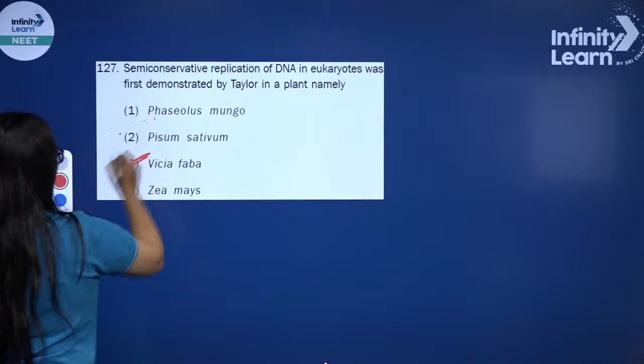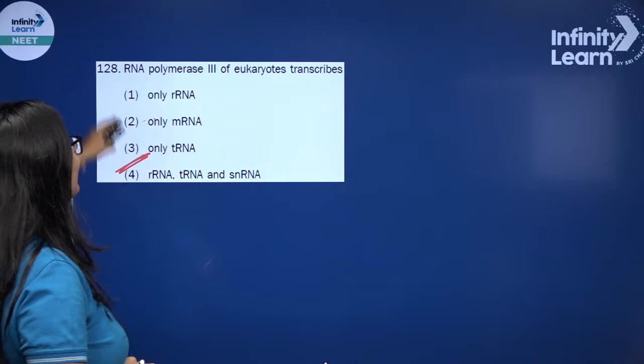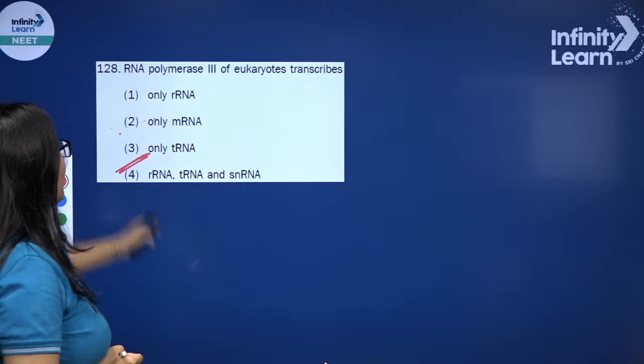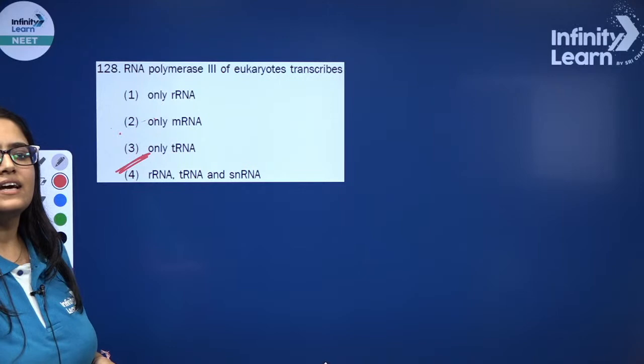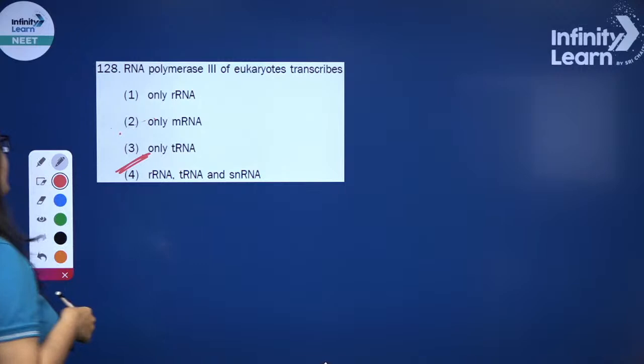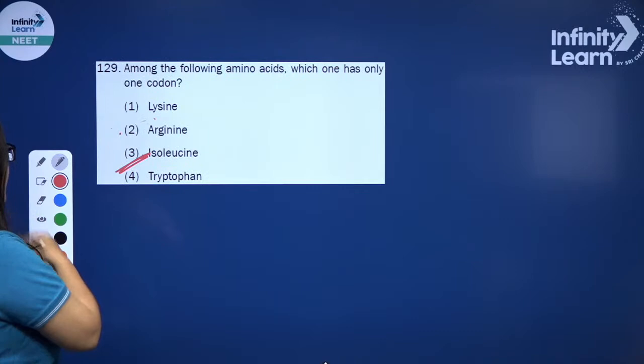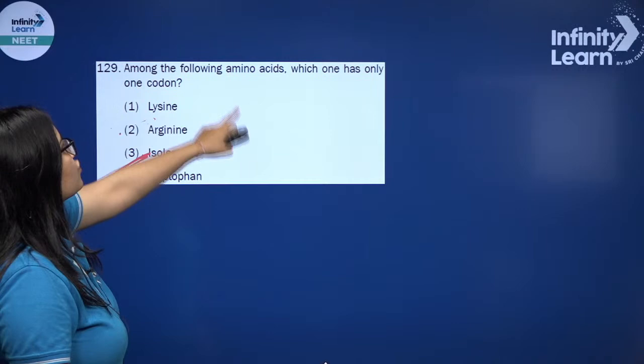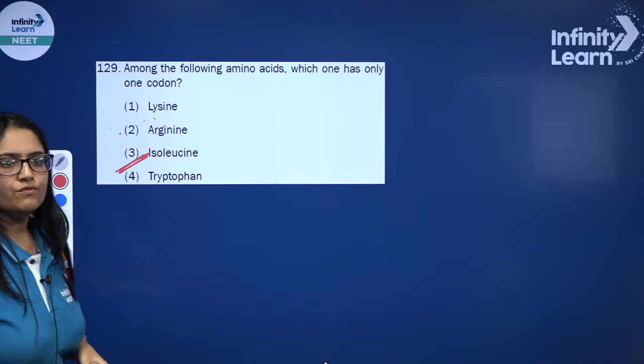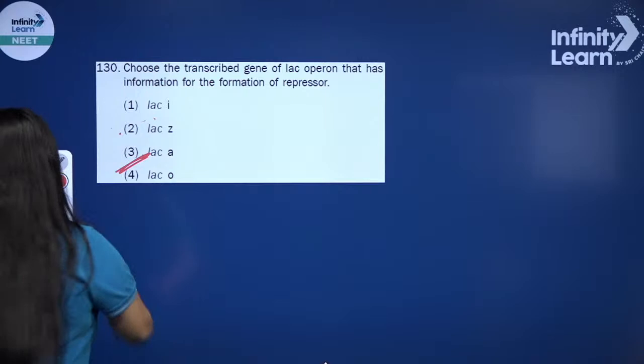Next question, your 128, the answer is already marked out here. RNA polymerase 3 of eukaryotes transcribes rRNA, tRNA and snRNA. Is this clear, everybody present in this class? Now let us see our 129th question. Among the following amino acids, which one has only one codon? That's right, my dear students, tryptophan has only one codon.